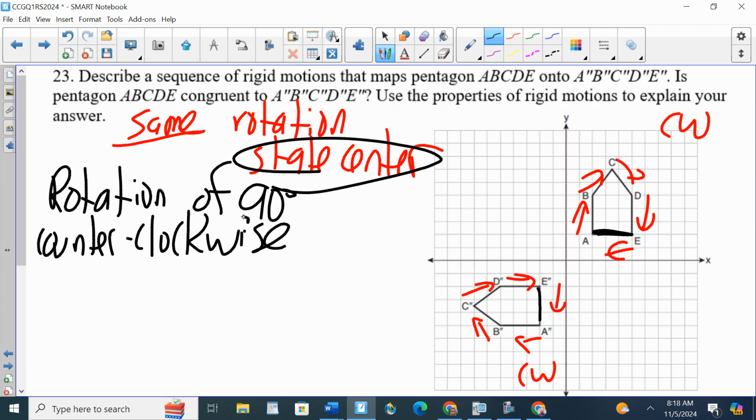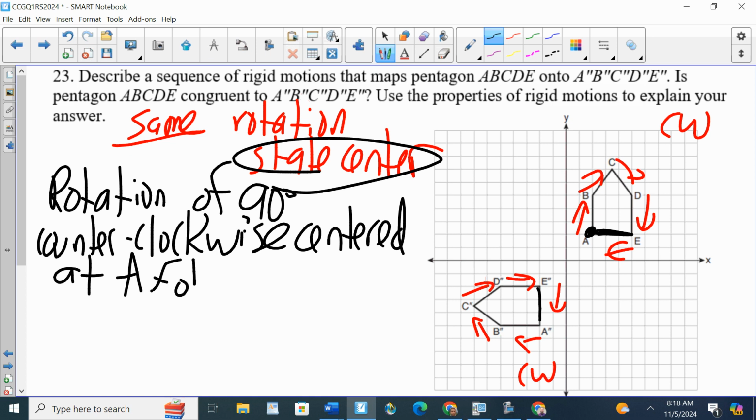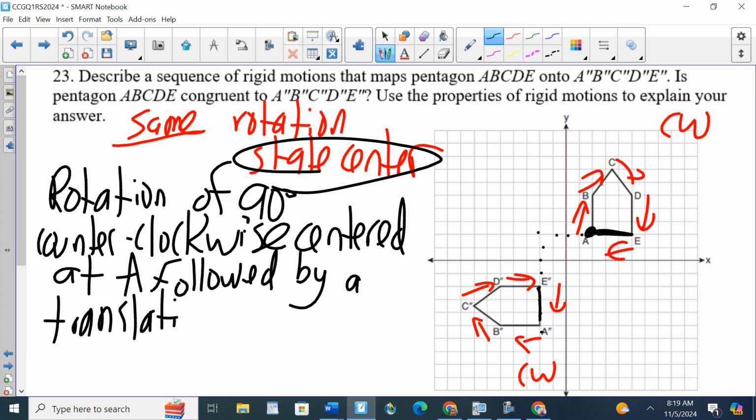Don't forget to state the center. Use one of those points as the center. I'm going to choose A. There's really an infinite number of centers you can do, but it's easiest to choose one of the points on the original shape as the center, followed by, now I know that A is not going to move, so I just need to get A onto A prime, or A double prime, so it's left 1, 2, 3, 4, down 1, 2, 3, 4, 5, 6, 7, followed by a translation, left 4, and down 7.